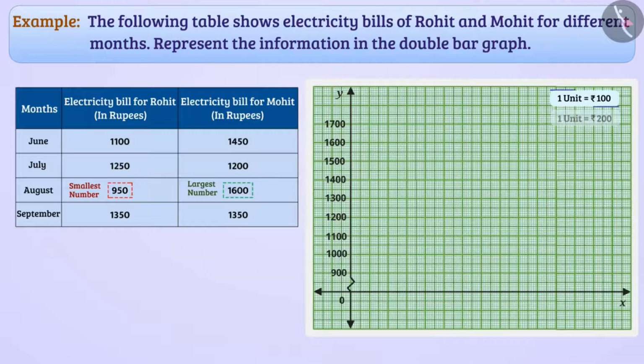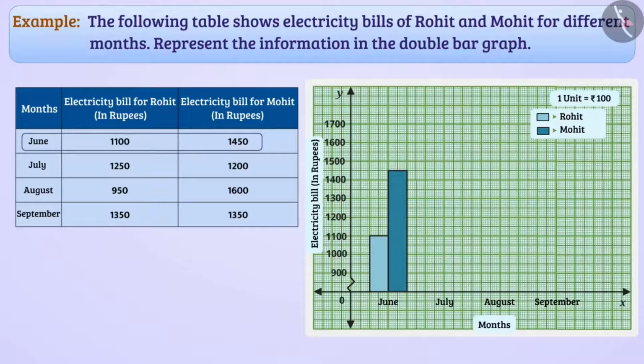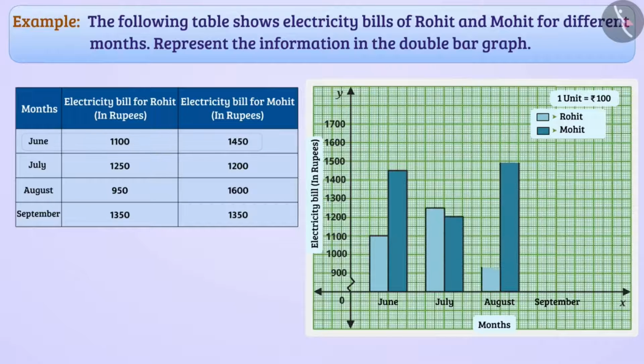Let us take the scale of 1 unit is equal to 100 rupees and show the electricity bill on the y-axis in rupees. Similarly, months will be indicated on the x-axis. We will draw this type of bars for Rohit and this type of bars for Mohit. Now, we will show the bills of Rohit and Mohit in the month of June by drawing the double bar. Similarly, we will draw a double bar graph for all months.